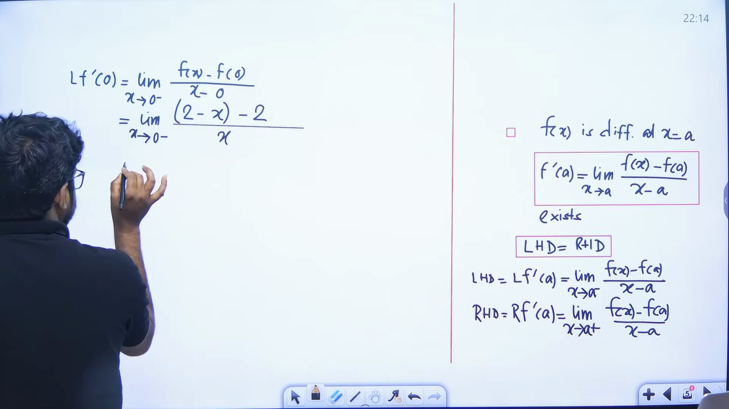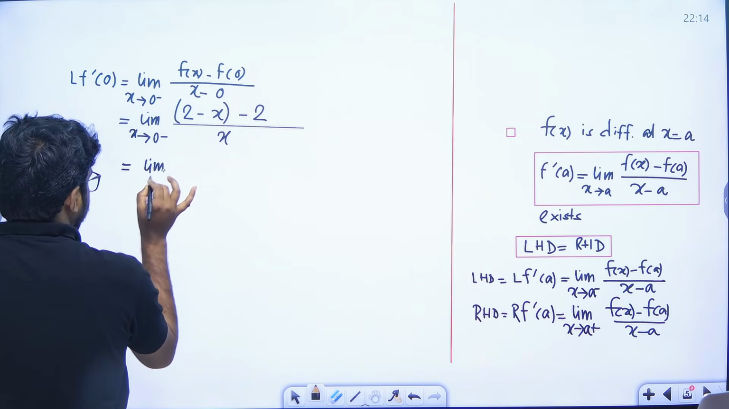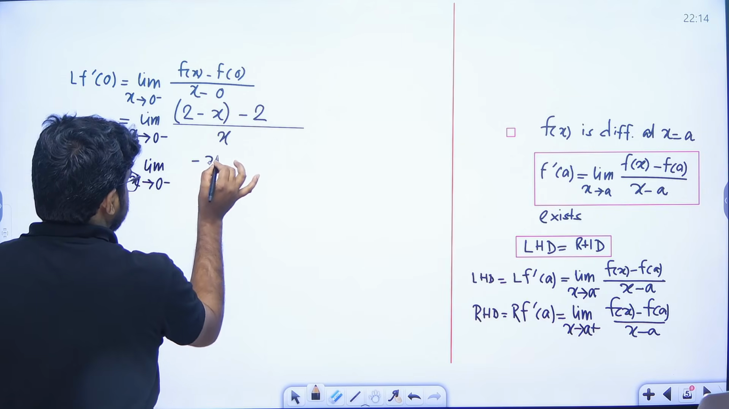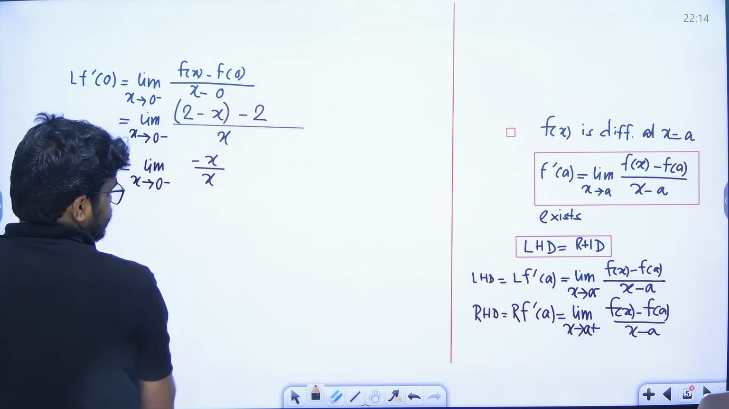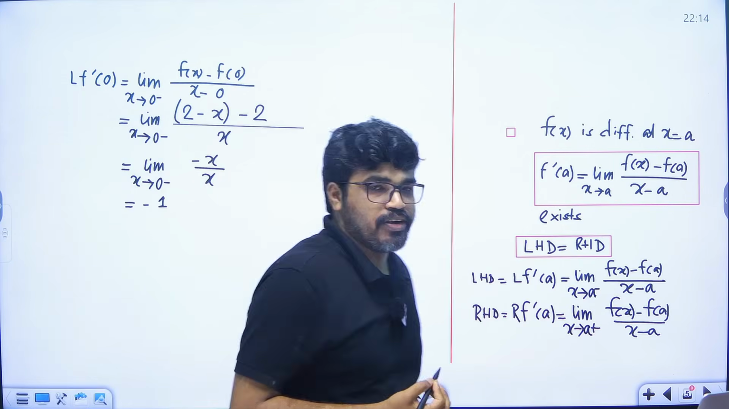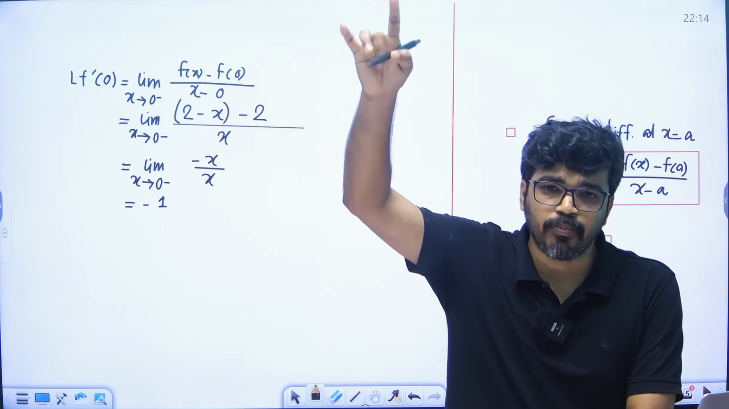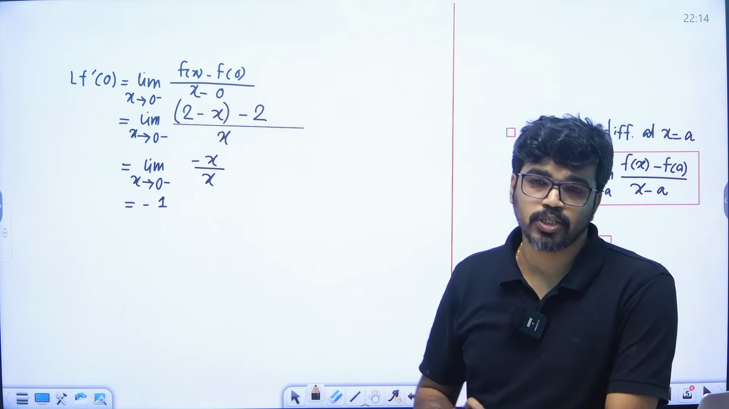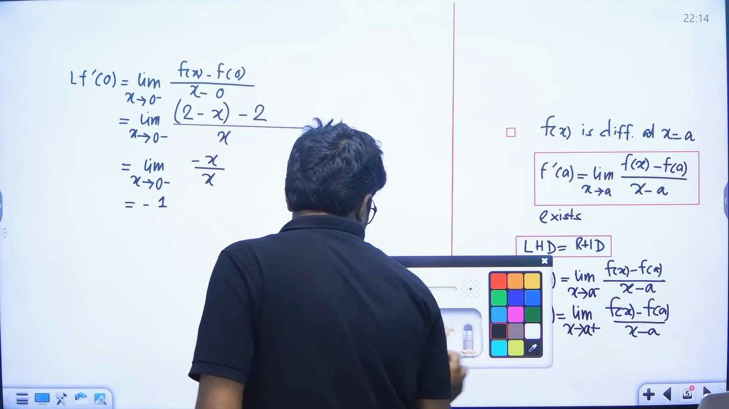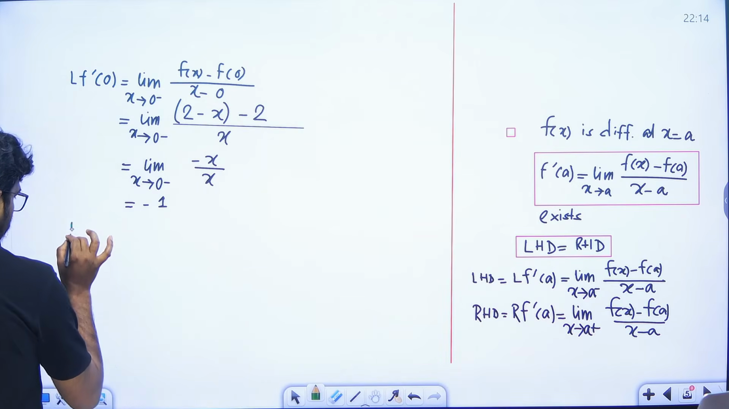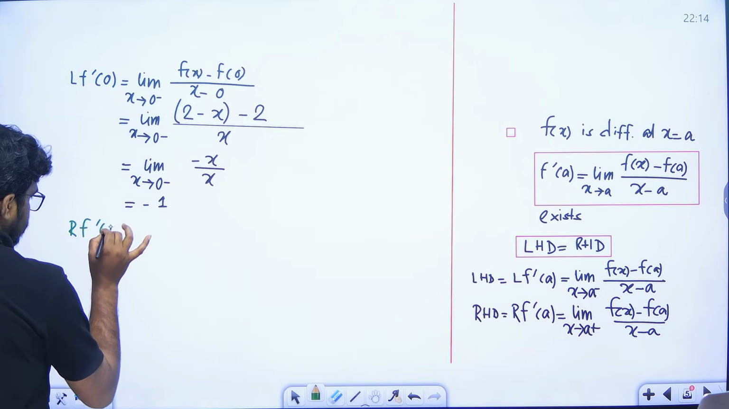So what do we get? The limit as x tends to 0 minus, the 2 cancels, that is minus x by x. So x cancels, and this will be minus 1. So the left hand derivative at the point 0, Lf'(0), is minus 1. Now we have to calculate the right hand derivative, that is Rf'(0).